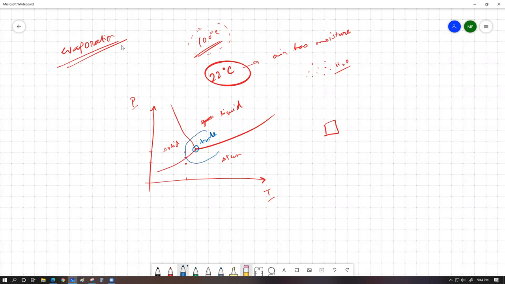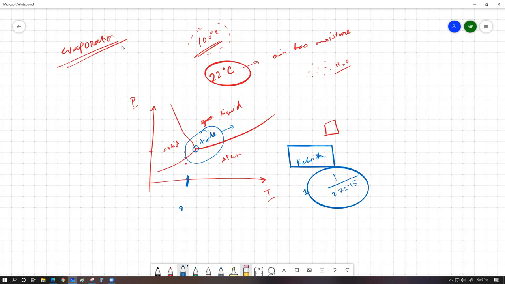One of the basic causes that I'm taking so much time to explain this is that the SI unit of temperature, which is Kelvin, is defined based upon the triple point of water. Kelvin temperature is defined such that 1 Kelvin is 1 by 273.15 part of the triple point of water. If you find out the triple point of water, there is a fixed pressure value and a fixed temperature value, and this temperature value is precisely 273.15 Kelvin. So if you take one part of it, out of 273.15, what you get is 1 Kelvin. From the triple point, the Kelvin scale is defined.